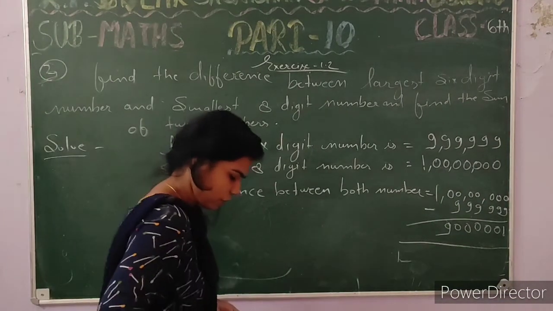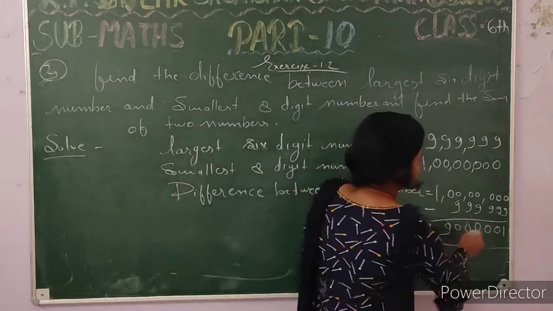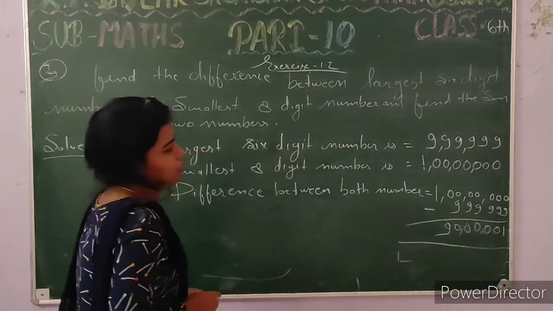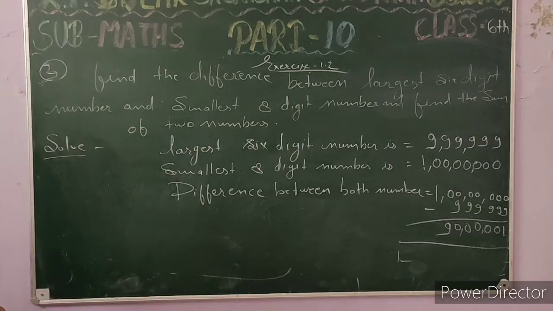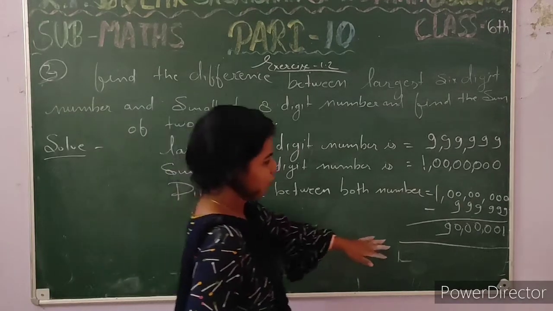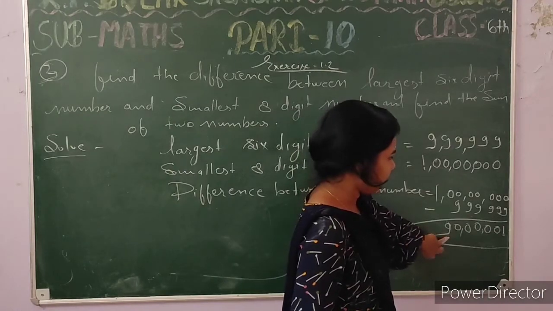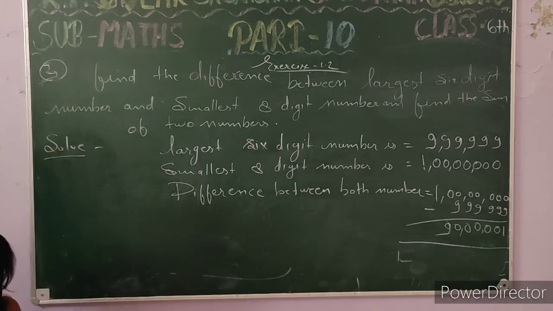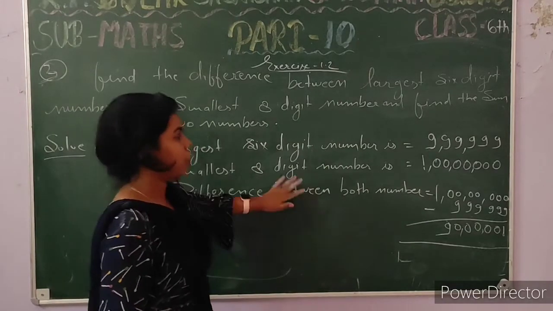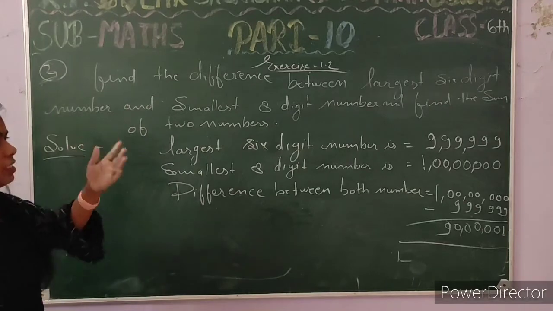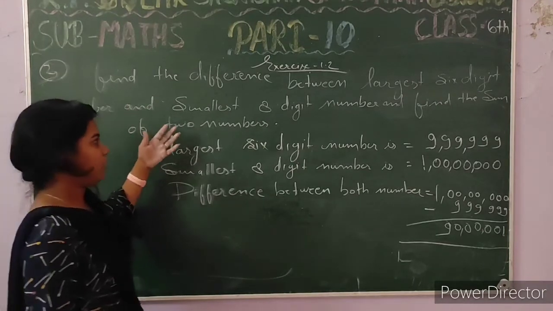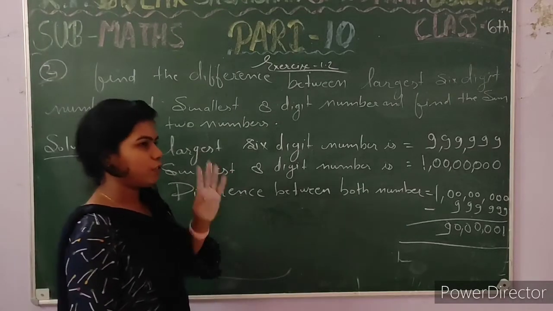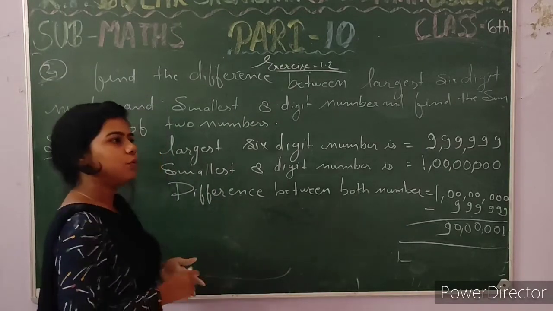What is the difference between both numbers? In Indian numbers, you say 90 lakh 1. So this one is 90 lakh and 1. Your answer is 90 lakh 1. The question is: find the difference between the largest 6-digit and the smallest 8-digit number, and find the sum of the two numbers. How can you do these types of questions? Students, look carefully. First of all, you write the given numbers, then you find the difference.